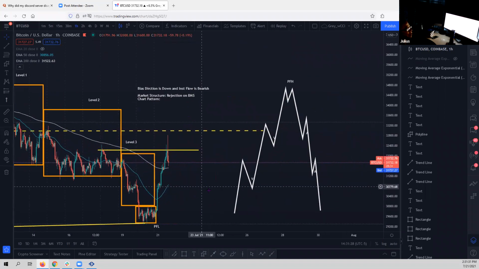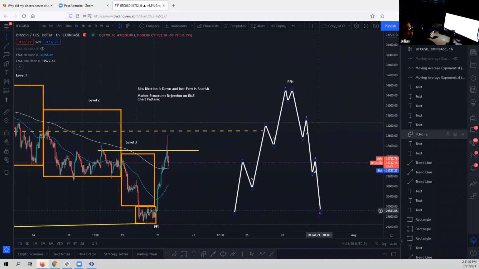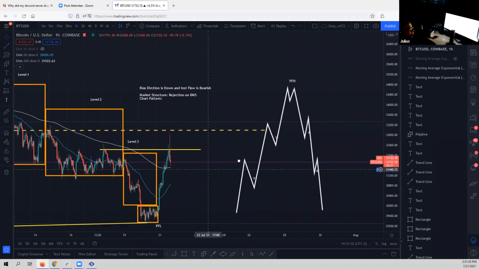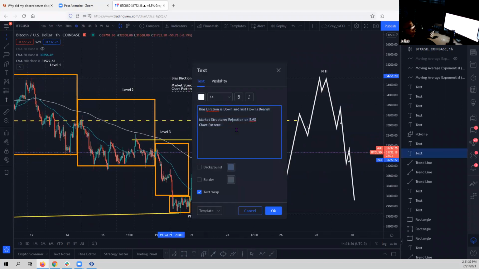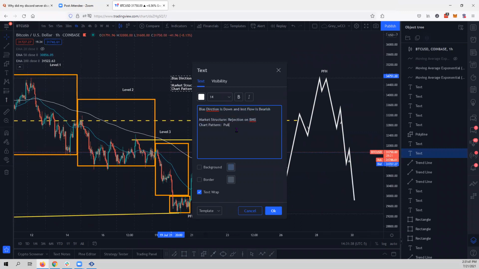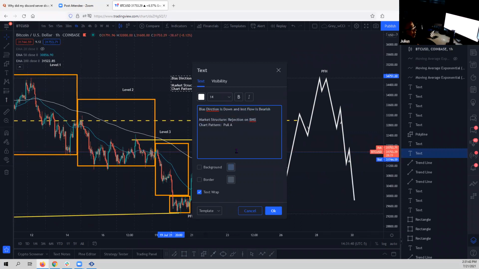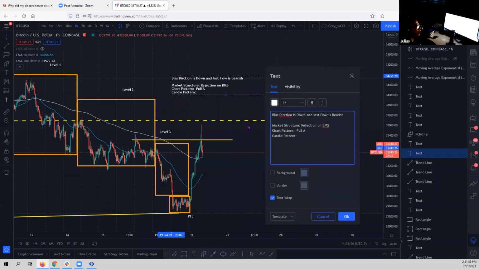Okay, so does that make sense as far as this A and V? Yeah. So on the chart pattern, where are we? We're on a pullback A. Does that make sense? Yes. That's the chart pattern. So then based on the chart pattern, next confluence would be the candle pattern. And what's the candle pattern we just saw here? What is this?